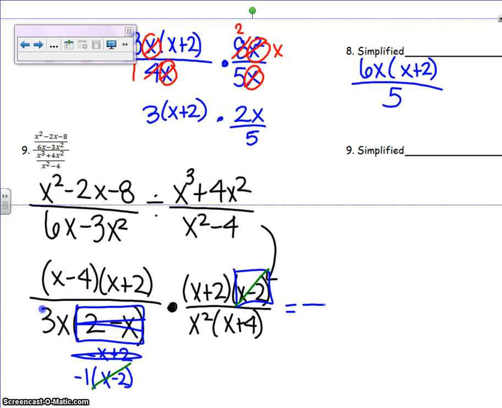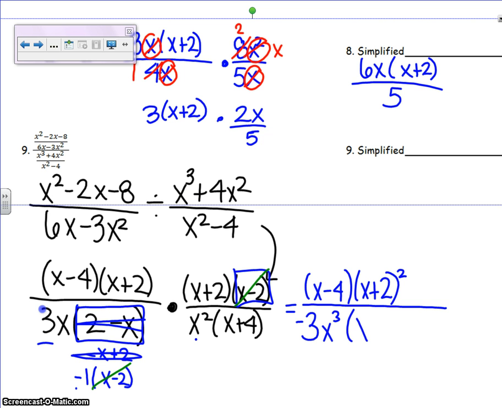So we're looking what's left in our numerator. We have an x minus 4, an x plus 2, and we have x plus 2 again, so you can either write them both out or you can write using the squared. And then in our denominator, we're left with 3x times negative 1 times x squared, which will give us negative 3x to the third, and x plus 4 stays in parentheses.